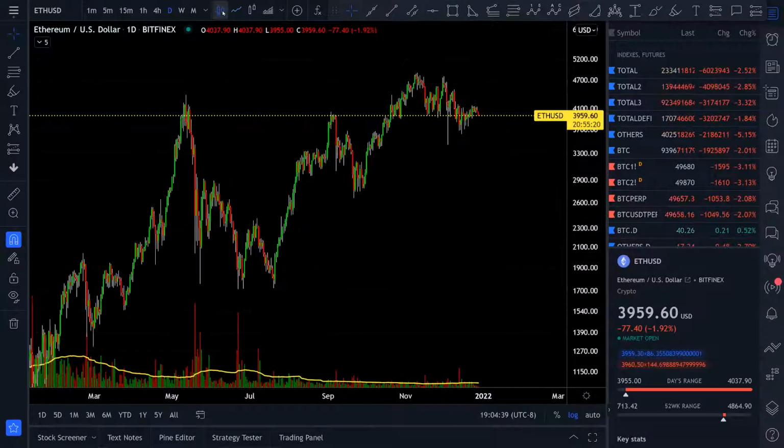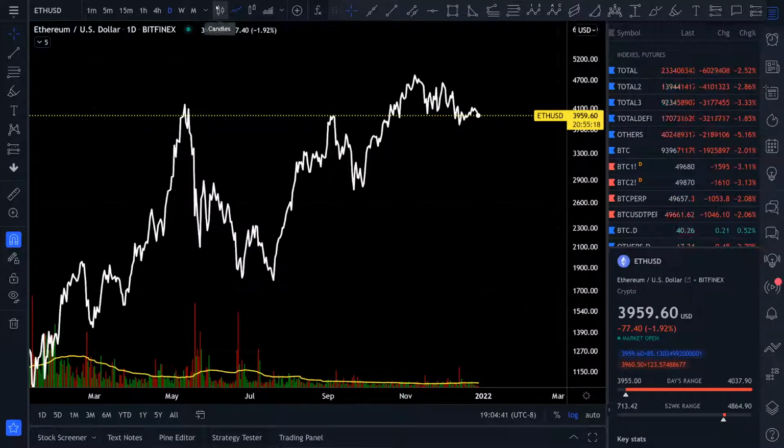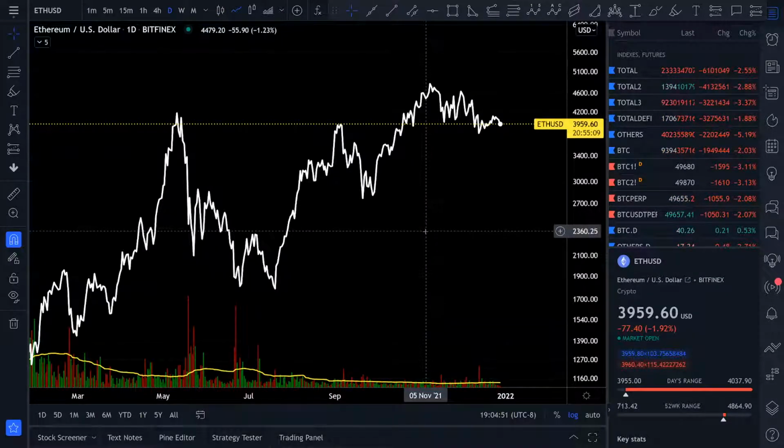Looking at Ethereum now, and I'm using a line chart just so it's very easy to see, okay? Because I know people of all skill levels are watching this stream. So sometimes I like to just use a line chart. It's really easy to see the price close.